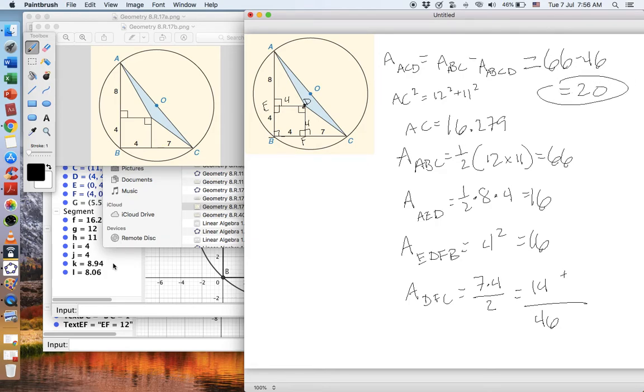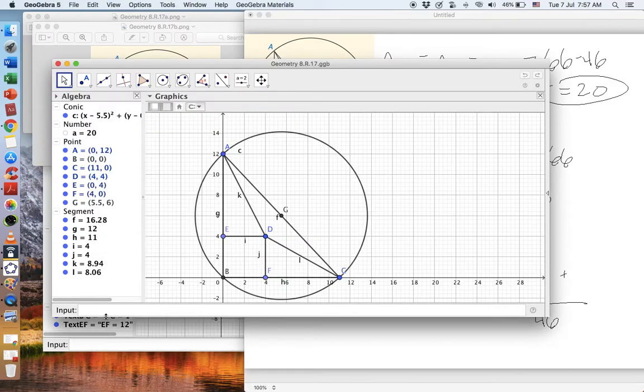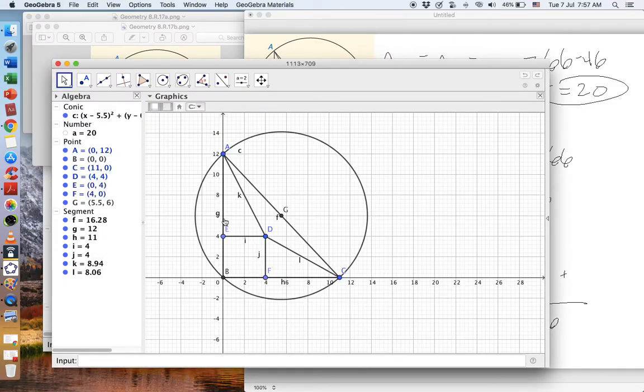And that was relatively painless, pretty simple. Of course, it looks a lot better on Geogebra, but it took several minutes to get all these points plotted out properly, and then we get our area there of 20.